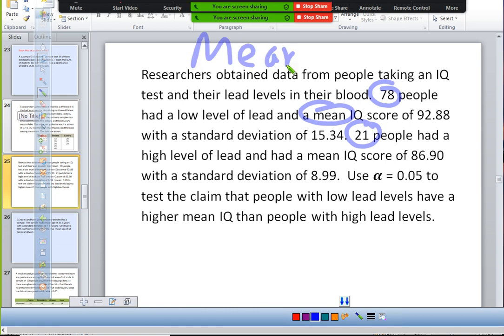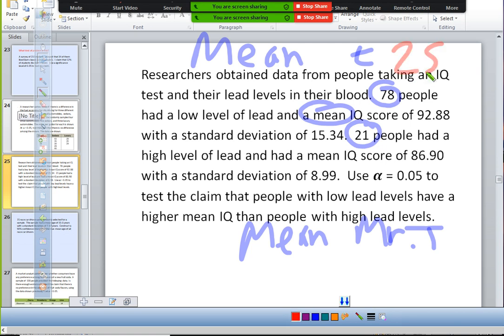So am I going to use Z or T for the Z table or T table? T table. Yep, mean Mr. T. So I know that means use T tables. And it's 2 samples. And then is it a test or a confidence interval? Yep, test the claim, hypothesis test.